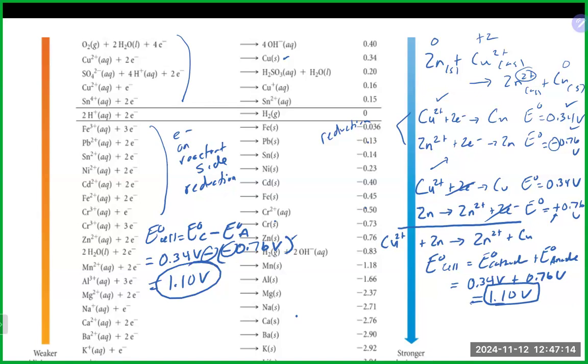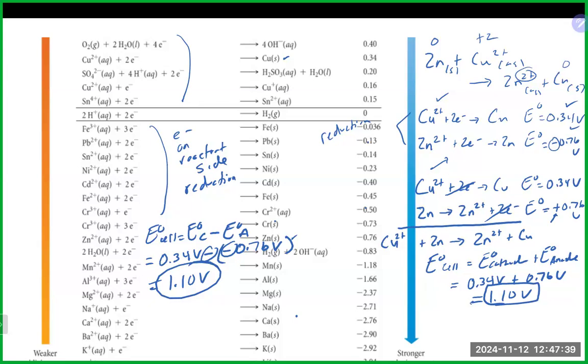So if you just want to figure out the cell voltage, and you're not really interested in writing the balanced equations, and that's really your goal, just go from the table, take the numbers, and leave the signs the way they are. All you have to figure out is what's your cathode, what's your anode, and you can subtract the two values. The subtraction will always change the anode one, which is the one that needs to be flipped, into the correct sign.